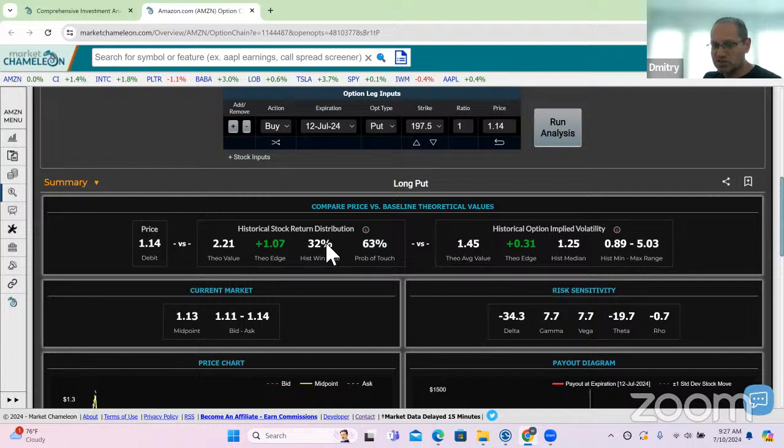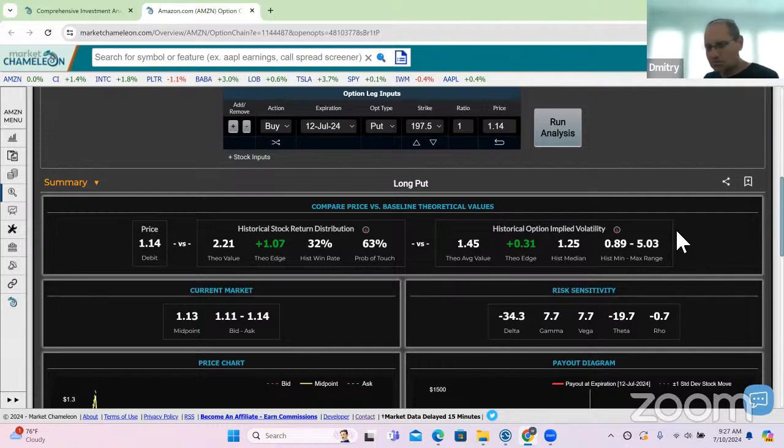So this 32% looks at the start to the end, right? So 2 days from the start to the end. This looks at the values in between, from the start to the high and to the low. Okay, and how often did it hit a price enough to cover this cost? That was 63%.